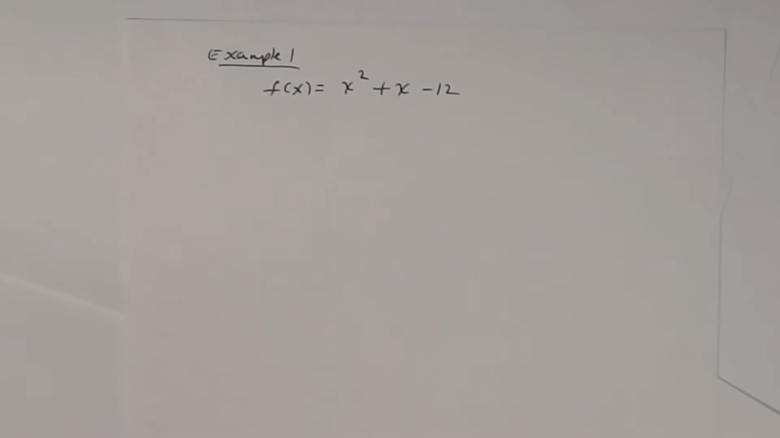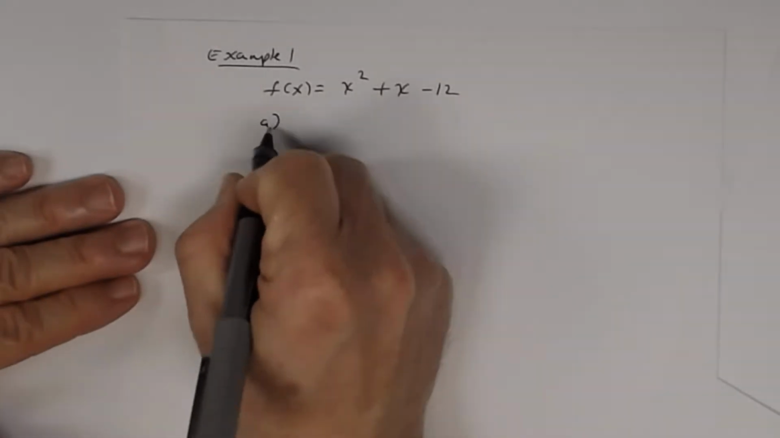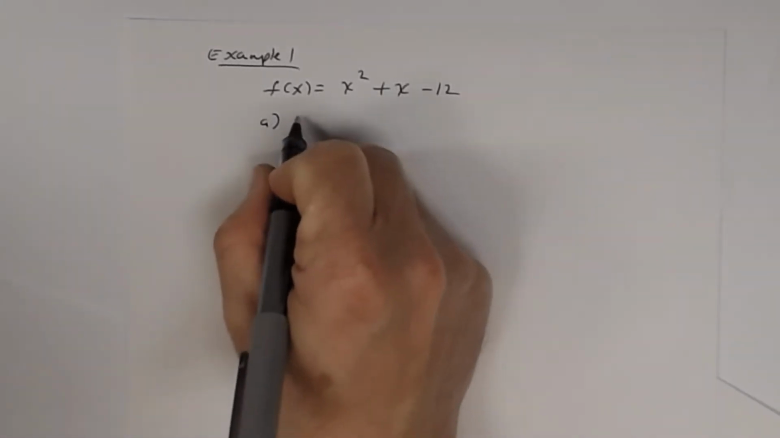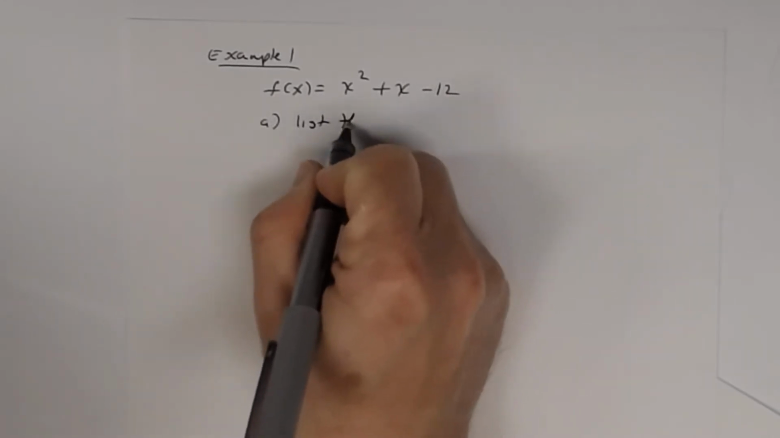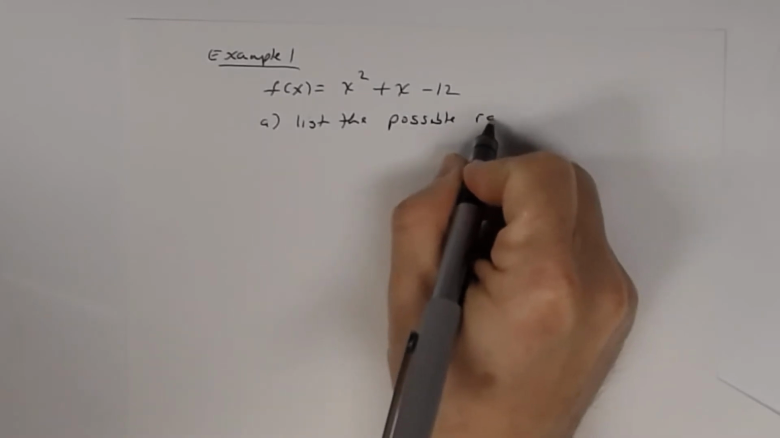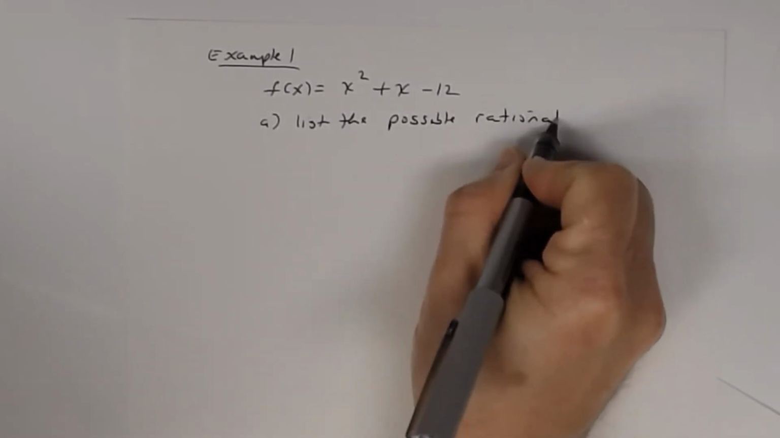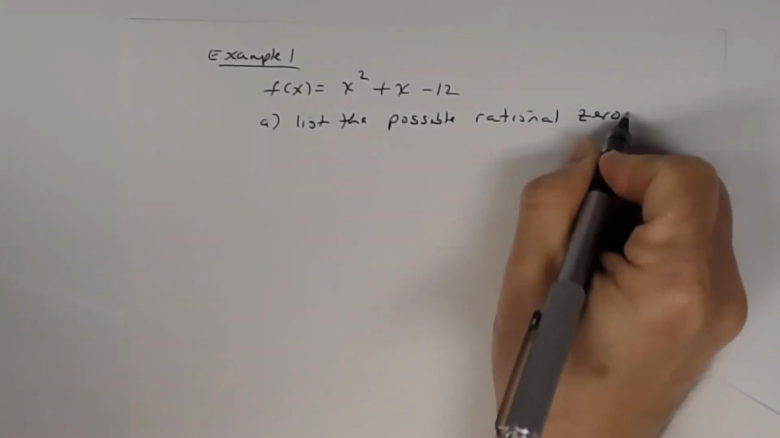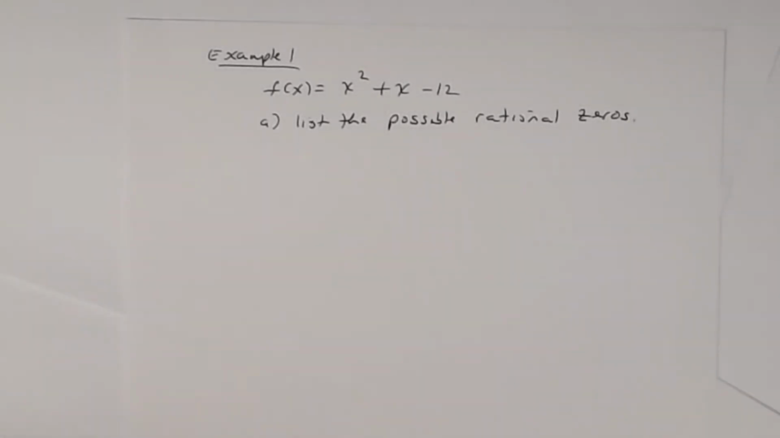Okay, so we're going to start with a very simple example. Now, in example one, we're going to do two parts. In part A, what I want you to do is to list the possible rational zeros. So list the possible rational zeros. Sometimes they'll use the word potential.